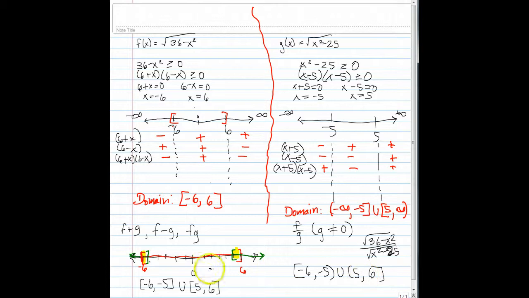So that's the same domain as adding, subtracting, and multiplying the two functions, but we kick out the values that make our denominator 0 in the case of division.